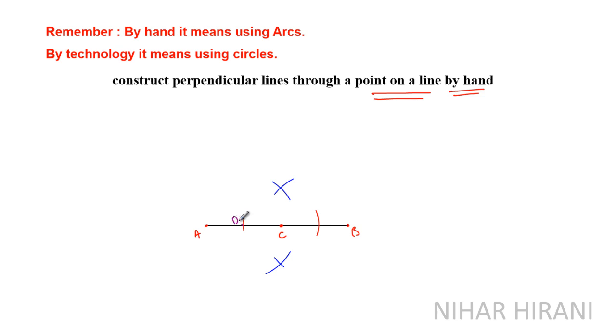Let me name it. It's D here where this line and this arc intersect. Here it's E, here it's P, here it's Q. You can name by any letter. There is no rule for that.